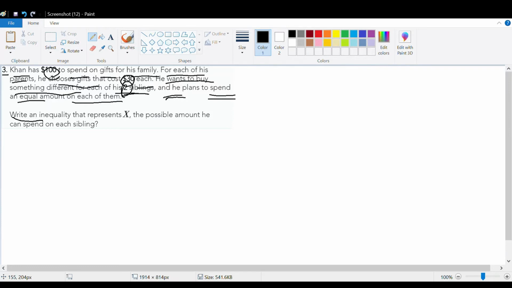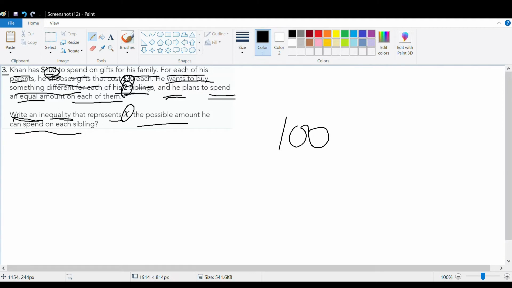Right, and what we're supposed to do is write an inequality that represents x, which is the possible amount he can spend on each sibling. Okay, so he can spend at most $100. So let's start writing this inequality. So we know that he has $100.